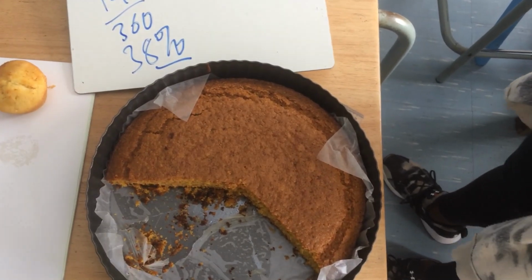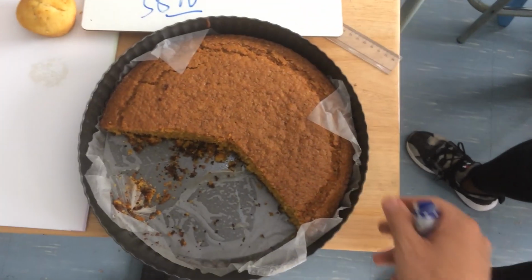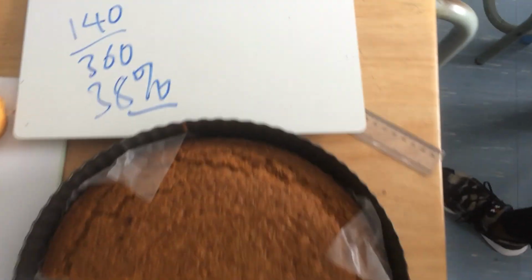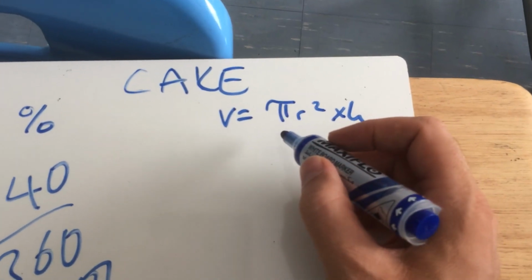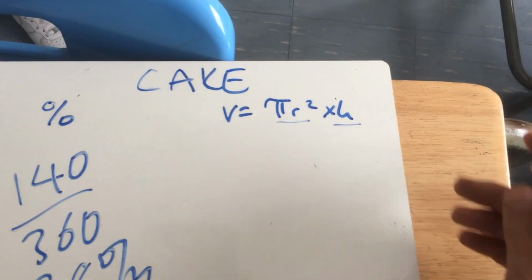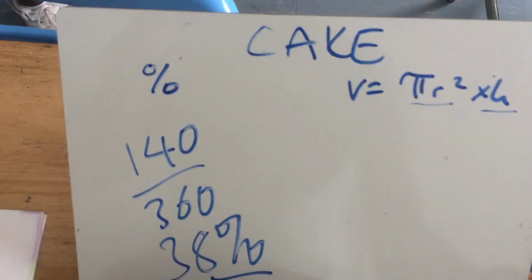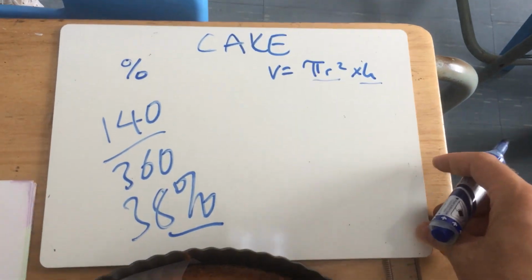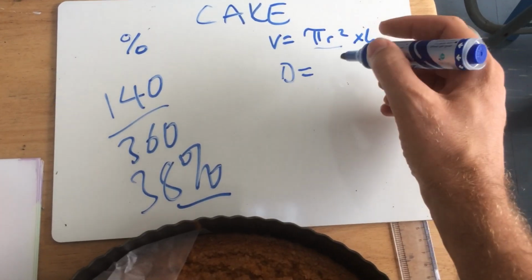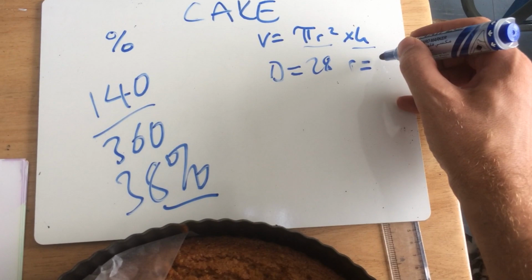But now I want to know what the volume of this cake is. How do we work that out? Okay, so we need to know the formula. The area of a circle is pi r squared, and the depth or the height would give us its volume. To get the radius, I need to know the diameter. What's the diameter of this cake? The diameter is 28 centimeters. So the radius is 14.